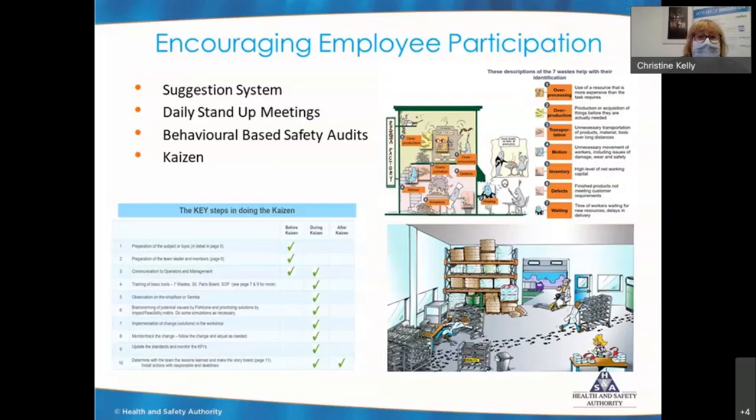We have behavioural based safety audits, and sometimes we use extracts from the MAC or the RAP tool to help us with those audits, and auditors are trained on that. And then another thing on the lean journey: I find Kaizen, which is change for good, really encourages participation of employees, and it is very friendly towards ergonomic improvement.